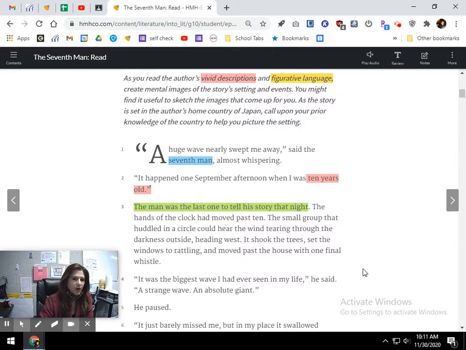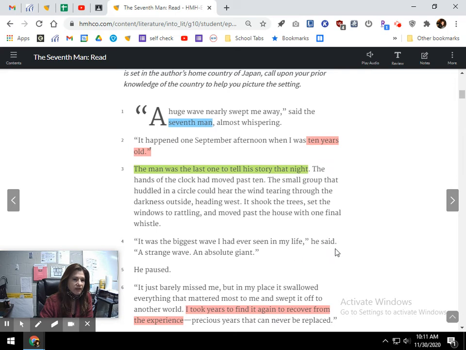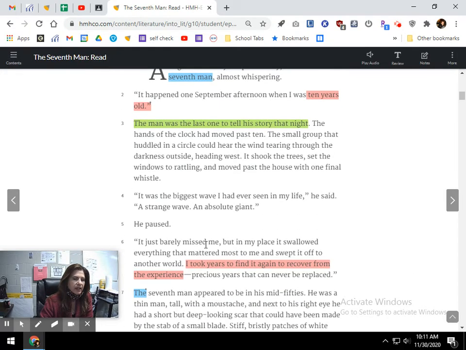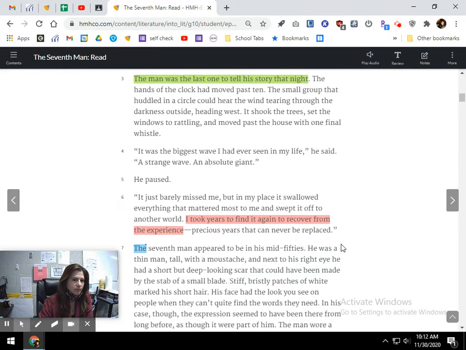It was the biggest wave I had ever seen in my life, he said. A strange wave, an absolute giant. He paused. It just barely missed me, but in my place, it swallowed everything that mattered most to me and swept it off to another world. It took me years to find it again, to recover from the experience. Precious years that can never be replaced.